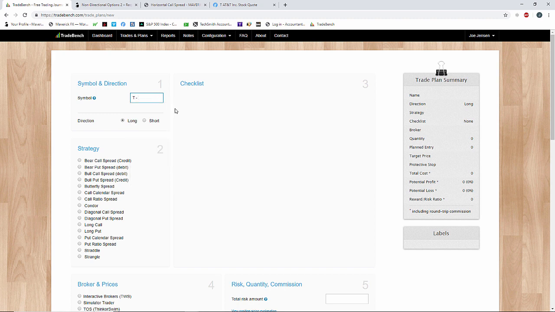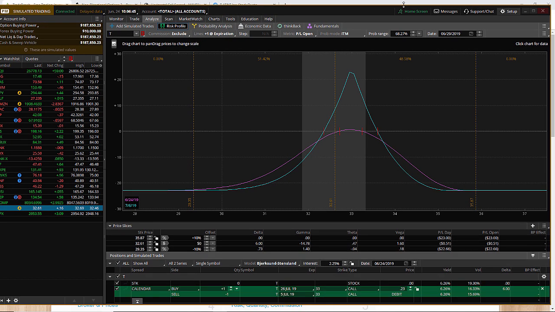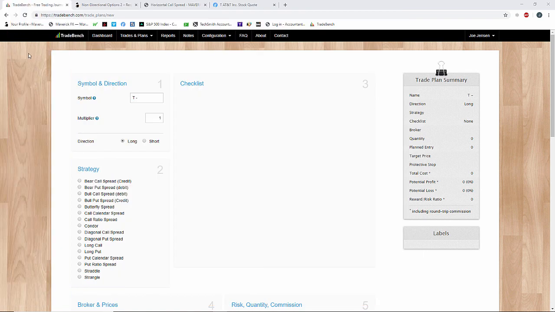This is a, let me see if I can pull these numbers up, folks. Sorry, I'm going to steal this away from you so I can actually read what I'm trying to do here. This is AT&T July 5th / July 26, 2019, 33 call calendar spread. There we go. Now I have it.